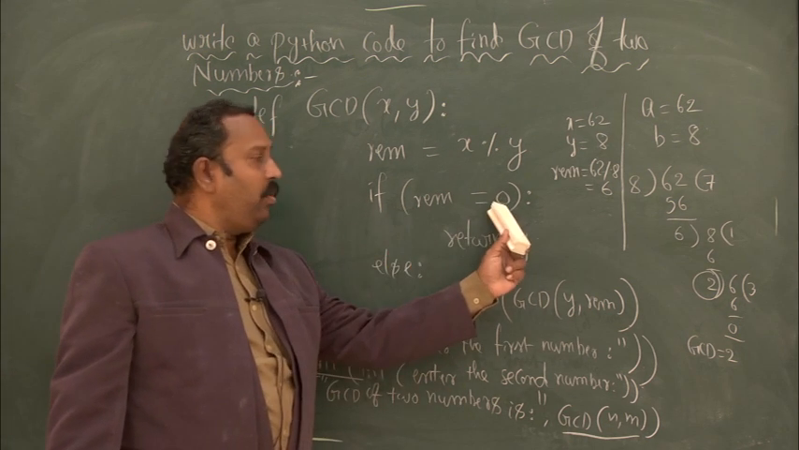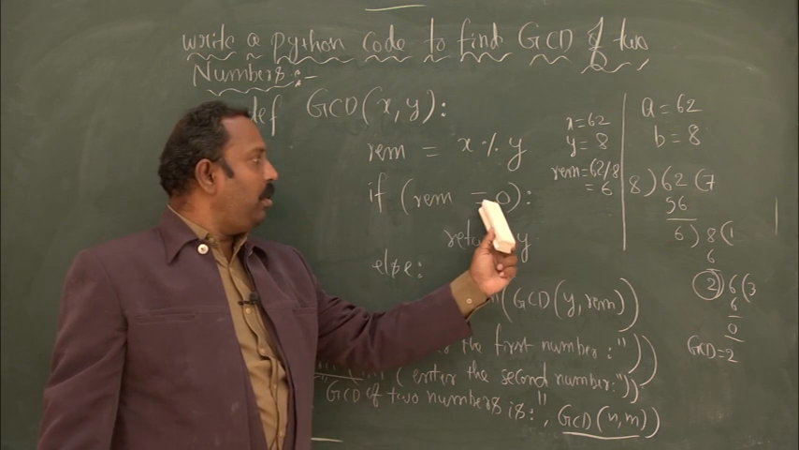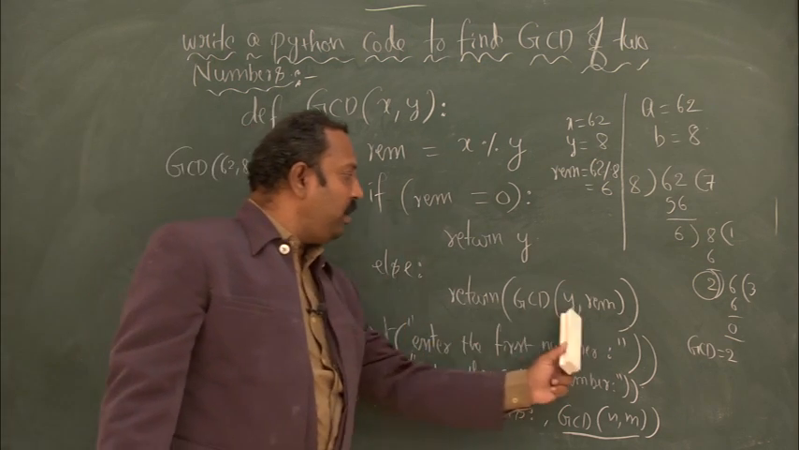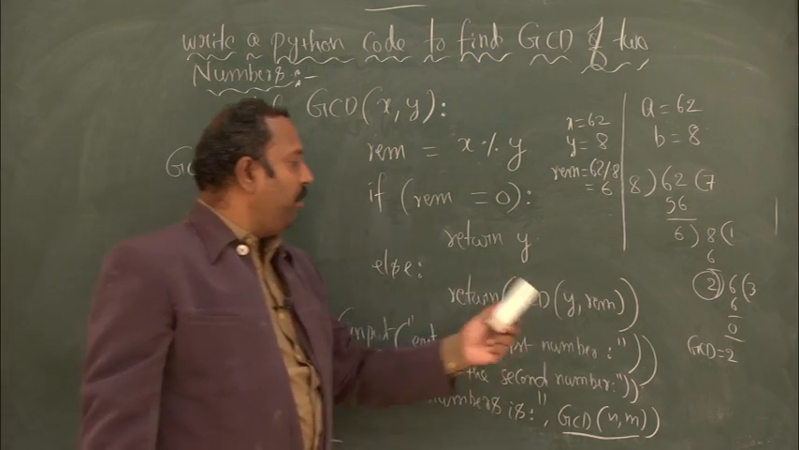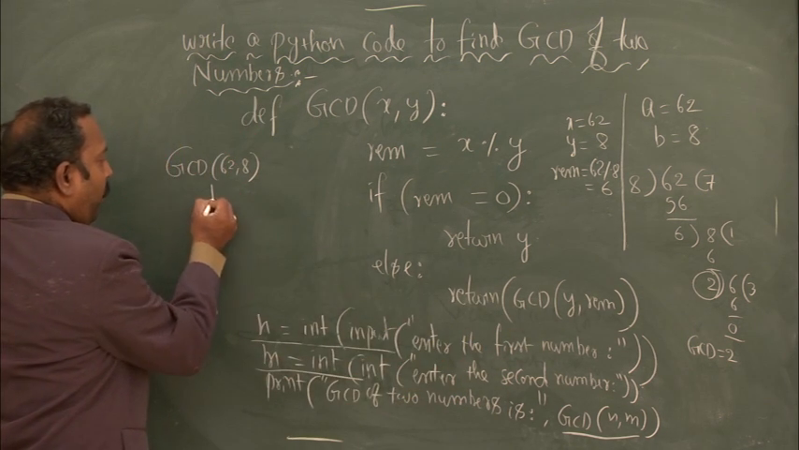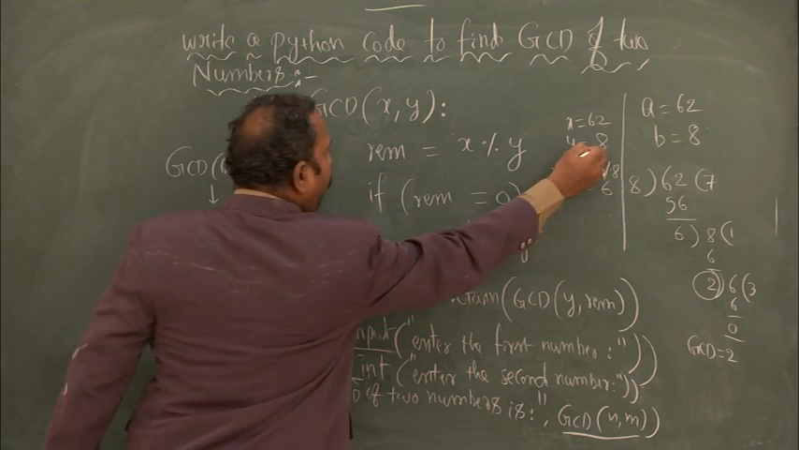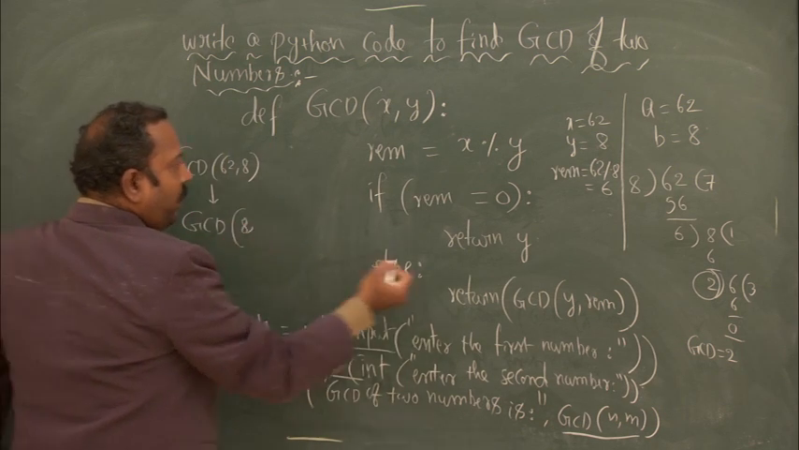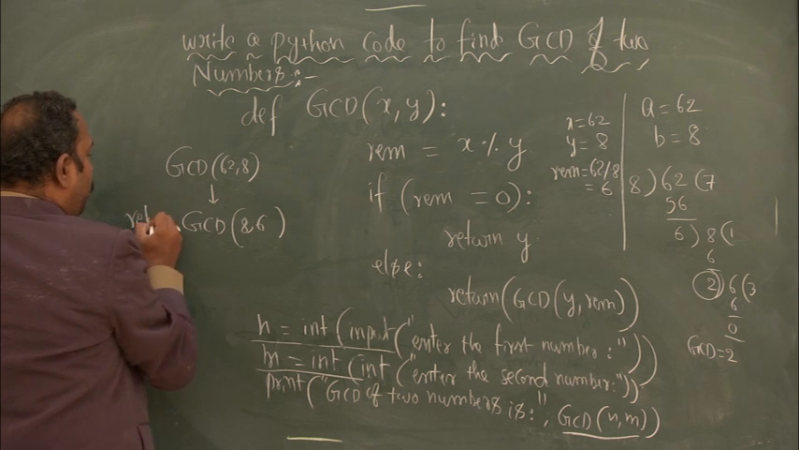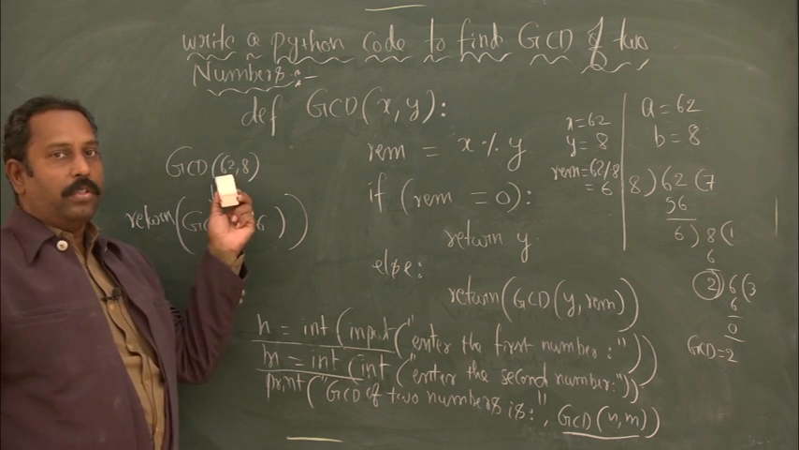Now, if remainder value equal to 0, return y. But the remainder value we got here is 6. So 6 equal to 0, the condition is false. So it comes to the else case. In the else case, what is here? Return GCD of y comma remainder. So there is another function call here, GCD of y comma remainder. What is the value of y here? 8 is the value and the remainder value is 6. So whatever value you get here will be returned to this particular function call.